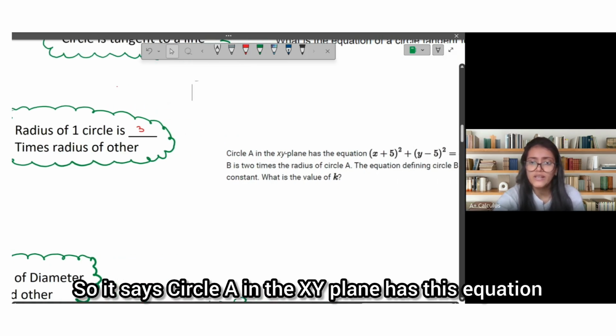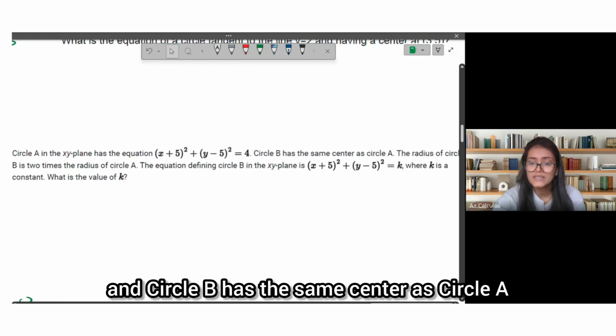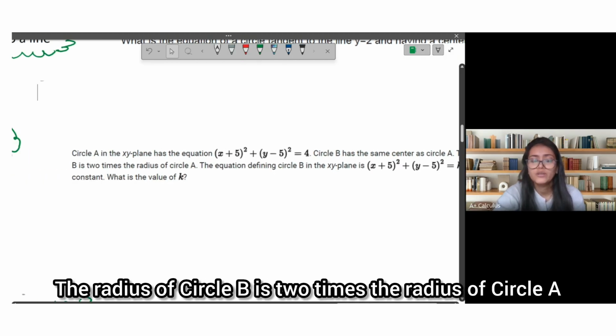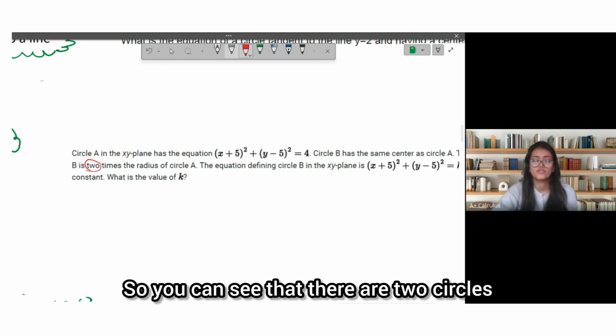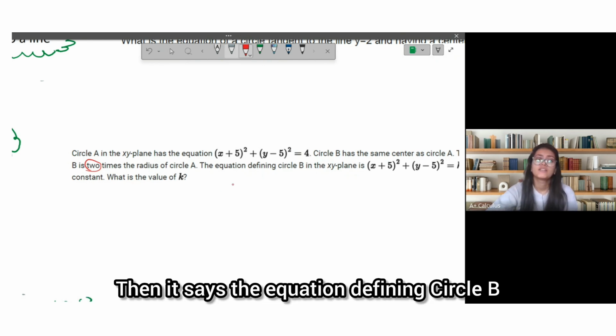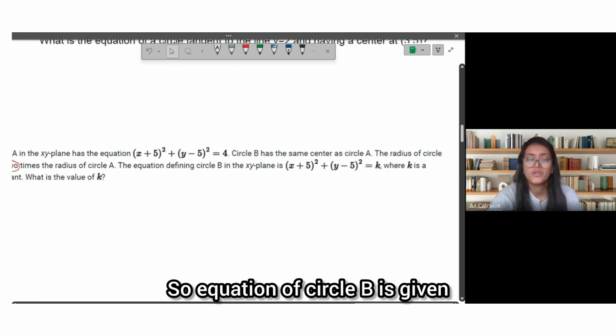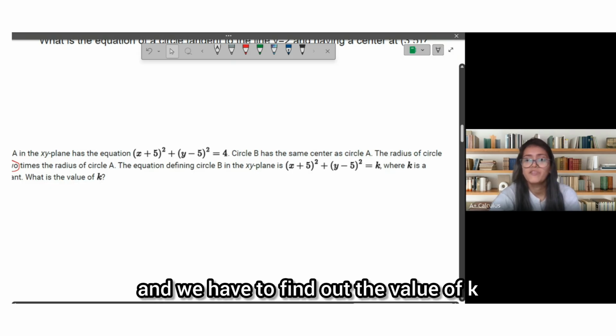So it says circle A in the xy plane has this equation, and circle B has the same center as circle A. The radius of circle B is 2 times the radius of circle A. So you can see that there are 2 circles, and the radius of circle B is 2 times the radius of circle A. Then it says the equation defining circle B is given. So the equation of circle B is given, and we have to find out the value of K.